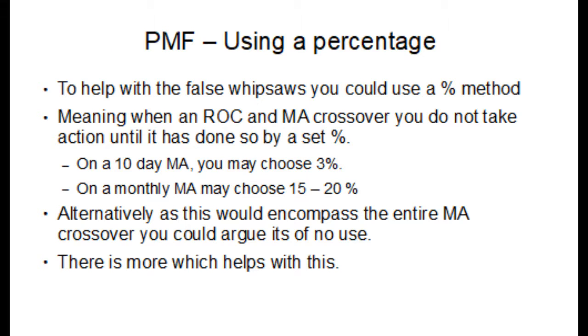On a 7-day, 10-day MA, you may choose a 3%. On a longer moving average, you might choose 15 to 20%. Alternatively, this would encompass the entire MA crossover. So you could argue it's of no use. But there is more that can help.